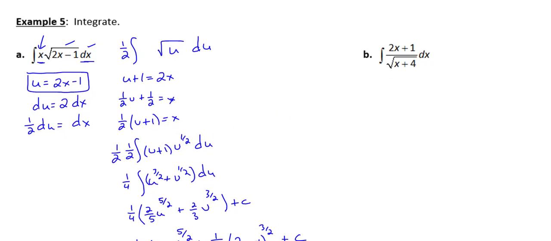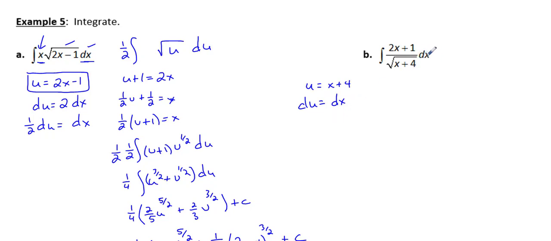All right, let's work on part B now. Let's see what happens. Let's make u probably x plus 4, I'm guessing. That's the inner function. I think we're good to go with that. du then, that'd be 1 dx, so du equals dx. And we already see there's a problem, right?